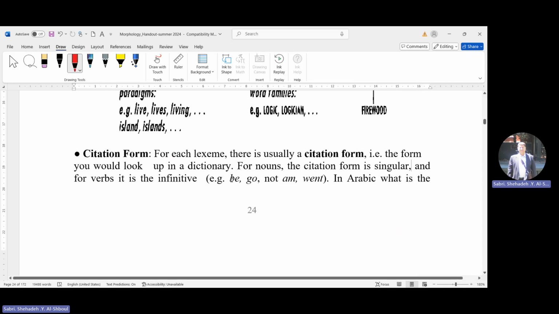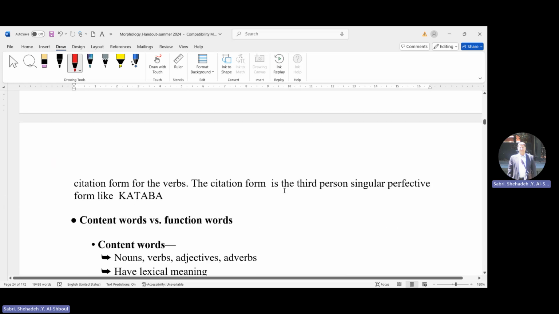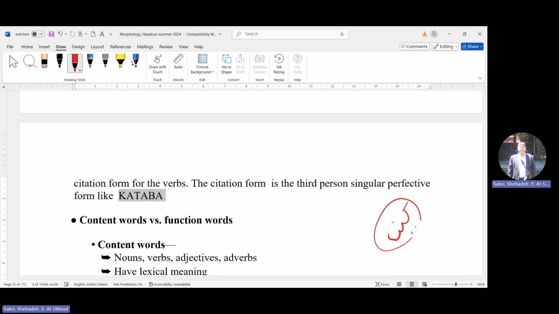For the verbs, it is the infinitive: be, go, not am, went. It is not the present, right? It is the infinitival. In Arabic, the citation form of the verb is the third person singular perfective, like kataba. So if we go to an Arabic dictionary, we check the meaning under kataba, right? Despite the fact some would say no, we find it under ka, ta, ba, reflecting another theory, a kind of prosodic theory.